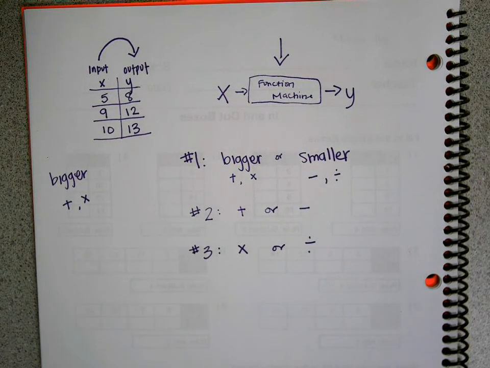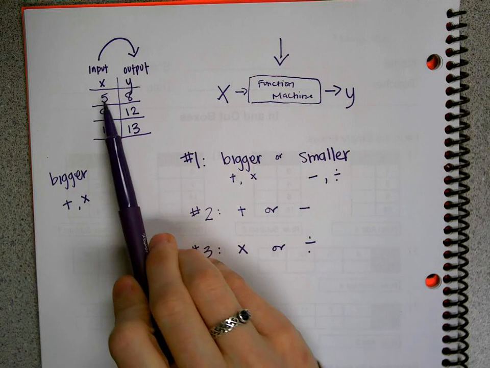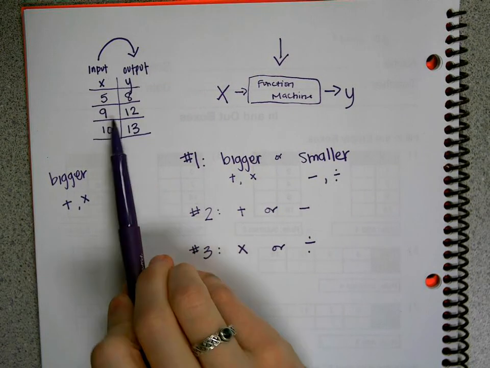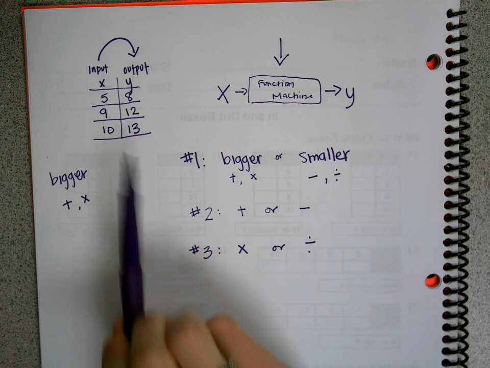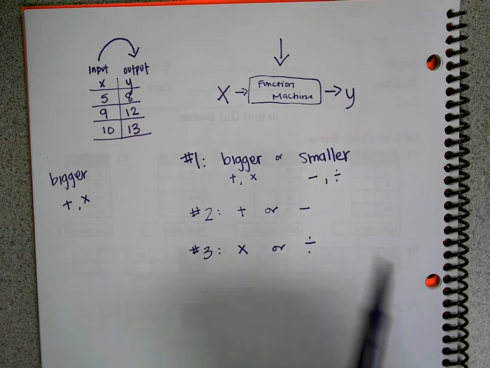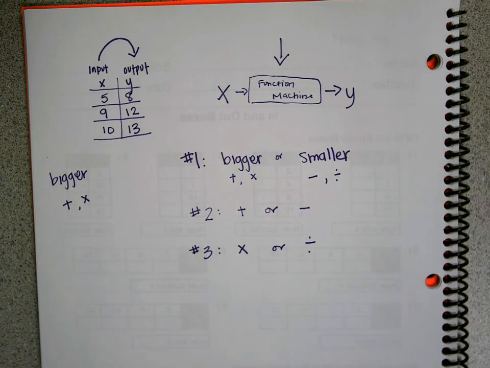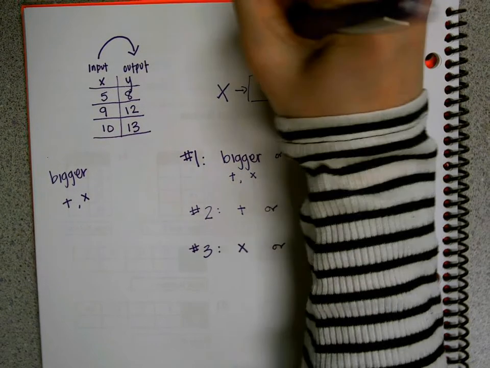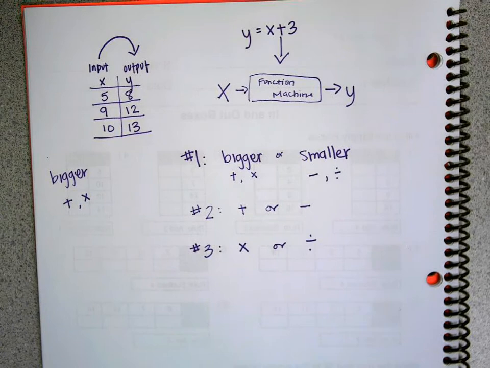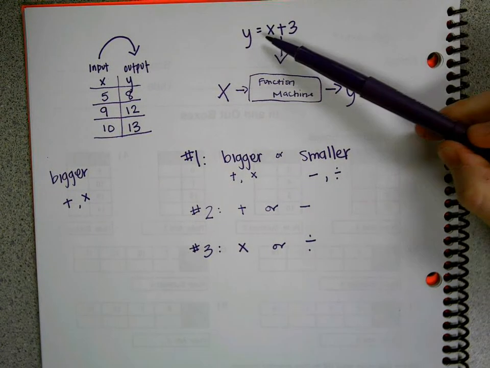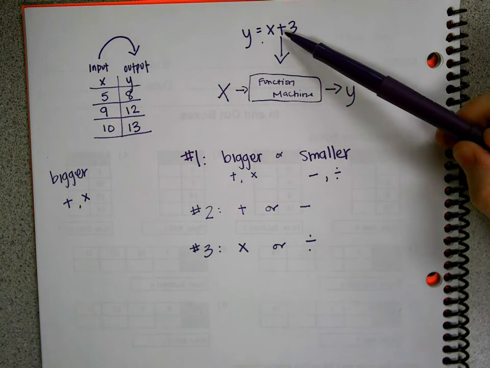Now that may not be our answer, so we need to check the other numbers first to make sure that those numbers are correct too. So 5 plus 3 is 8, that works. 9 plus 3 is 12, so that's going to be okay. And 10 plus 3 is 13. So if all the numbers match up and they're working okay, then I would say you're good to go. That's your function. And remember, when we write our functions out, you're going to write y equals x plus 3.